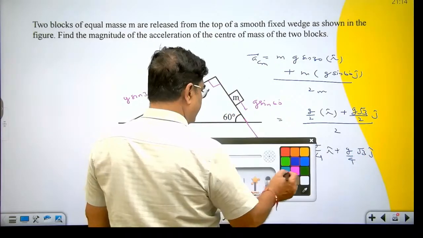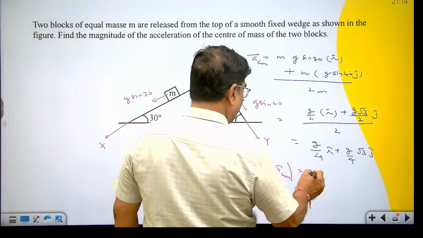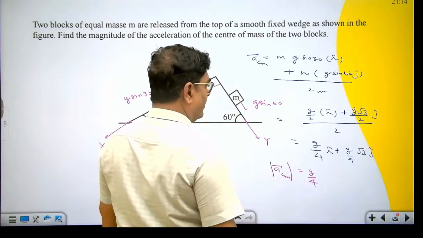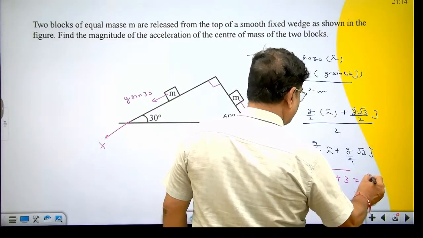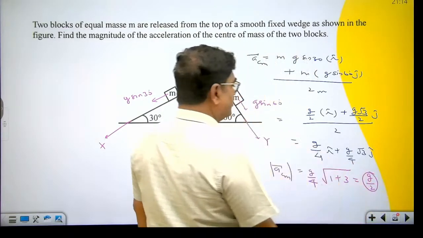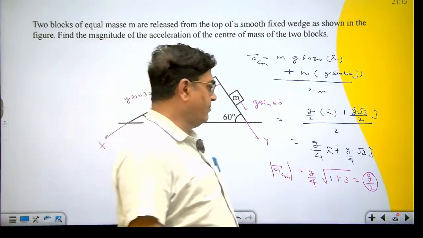If we solve this equation, we will get the magnitude of acceleration of center of mass as g by 4, taking common, under root 1 squared plus root 3 squared means 3, this is 2. So the answer will be g by 2. So the magnitude of acceleration of center of mass for this question is g by 2. Okay.